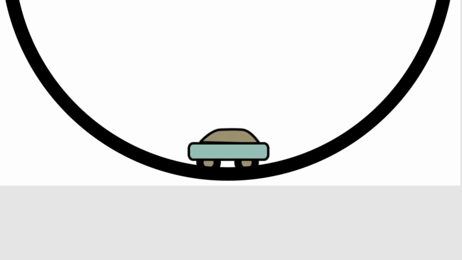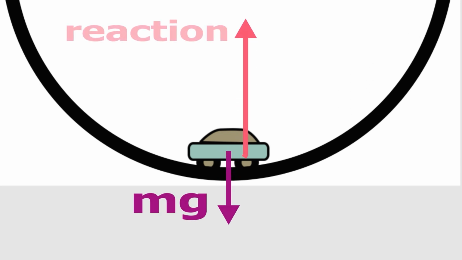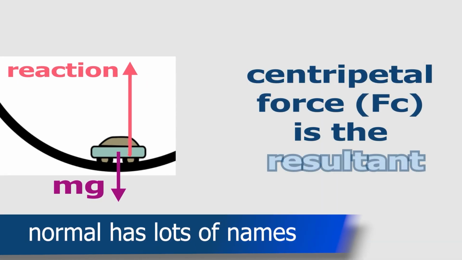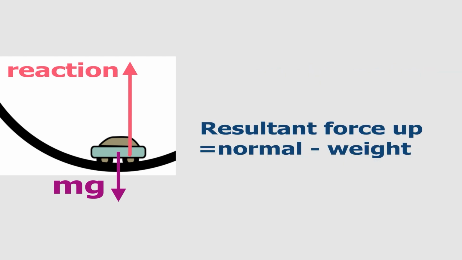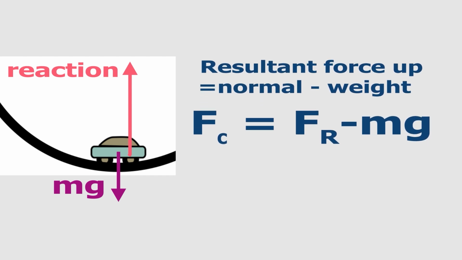Since the car is right at the bottom of its journey, there are only two forces acting on it. One of those is the weight going downwards and the other one is the normal reaction force going upwards. The centripetal force is the resultant of these two forces in the direction towards the centre of the circle. Therefore, we can say that the resultant force upwards is going to be equal to the normal force upwards take away the weight force going downwards.